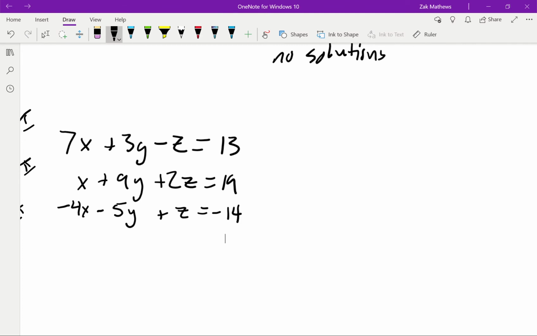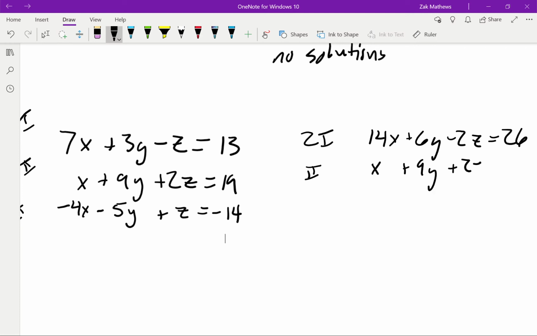So what that tells me to do is multiply the first line by 2, so that way it will match in the second line. We'll have 14x plus 6y minus 2z is equal to 26. Then we have the x plus 9y plus 2z that I have not changed. That's equal to the 19. I'm going to add those two equations. 14 plus 1 is 15.